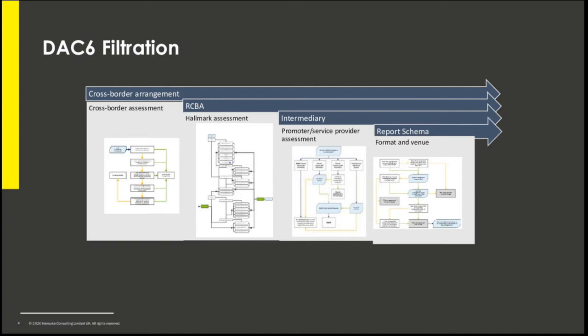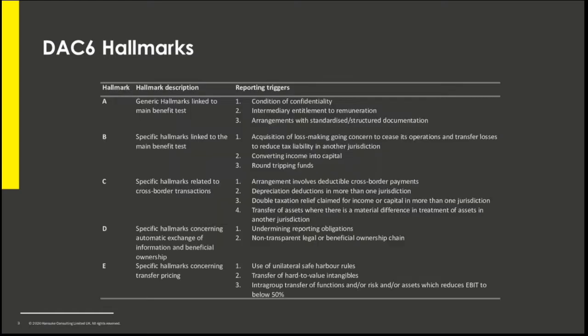Where a cross-border arrangement has been identified, the next step is to determine whether the cross-border arrangement is reportable or not. For a cross-border arrangement to be reportable, it must at least contain one of the 5 hallmarks. The hallmarks are a set of indicators or conditions or fact patterns which, if found to be in operation, are suggestive of potentially aggressive, harmful tax practice.